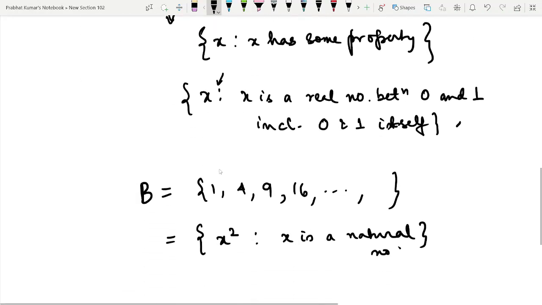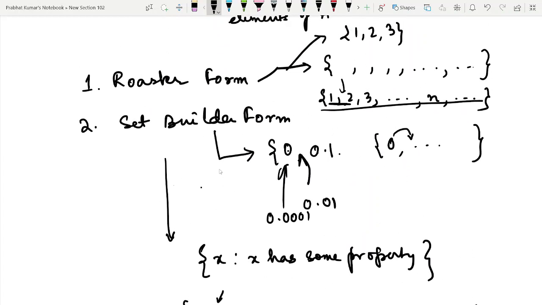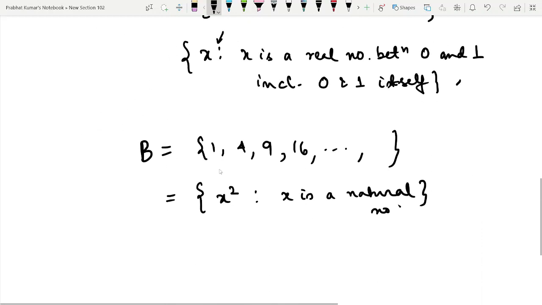So set builder form has two things. It properly specifies what you want from that set, and secondly, some sets that are impossible to represent in the raster form can be represented using this set builder form, right? So this is basically about the representation of sets.